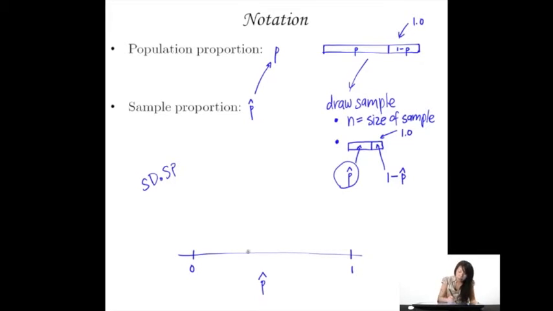Whatever we get here, we plot here. We plot that here, we plot that here. And soon we'll build up a sampling distribution of sample proportions, right? And whatever it looks like, that will be our sampling distribution of sample proportions.